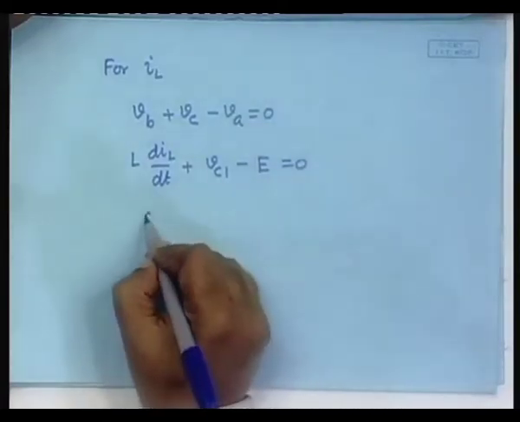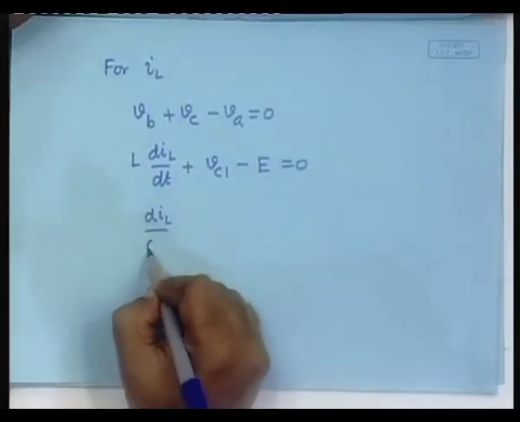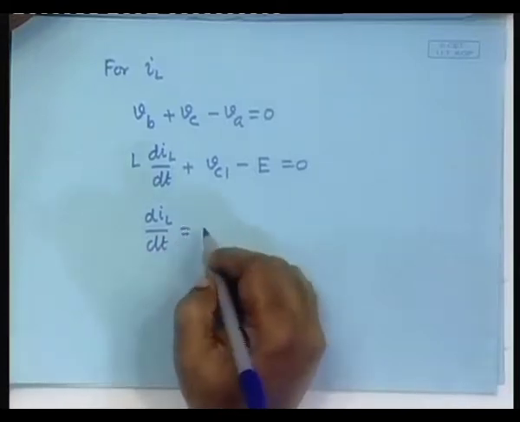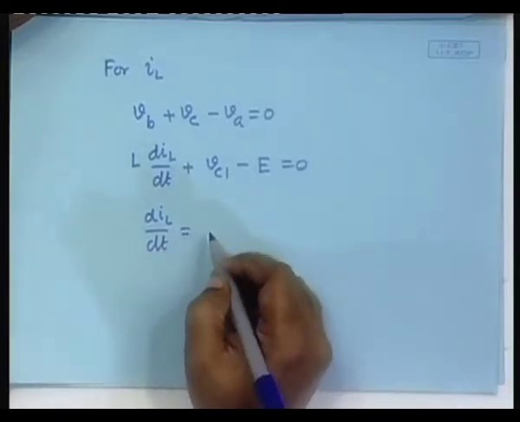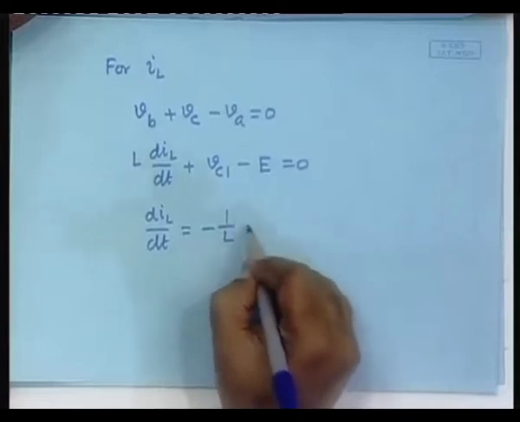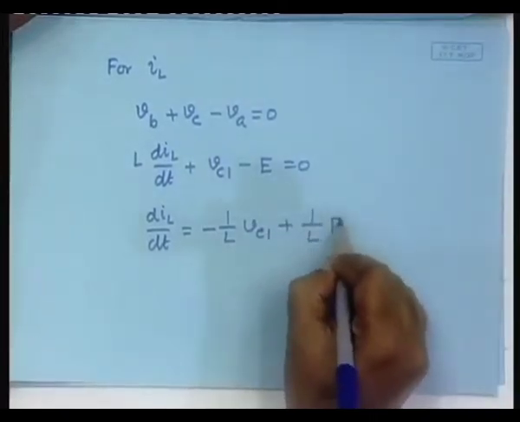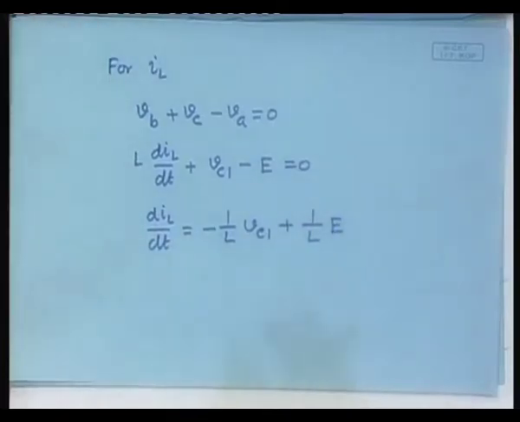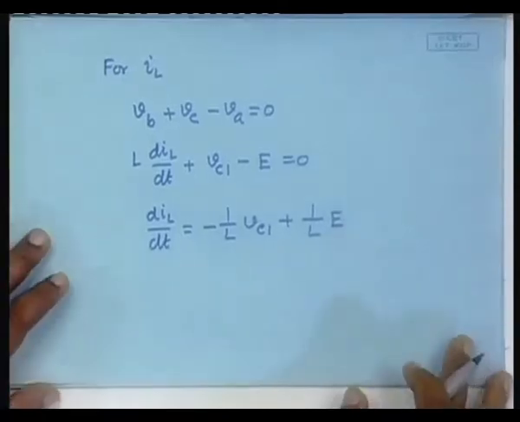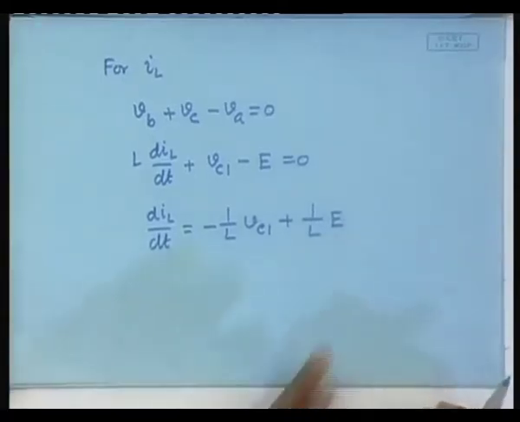So, dIL/dt is equal to minus 1 by L VC1 plus 1 by L E. That is the third equation. Clear? So, once you identify the standard tree, the rest of the things become pretty simple. Let us quickly do one problem.